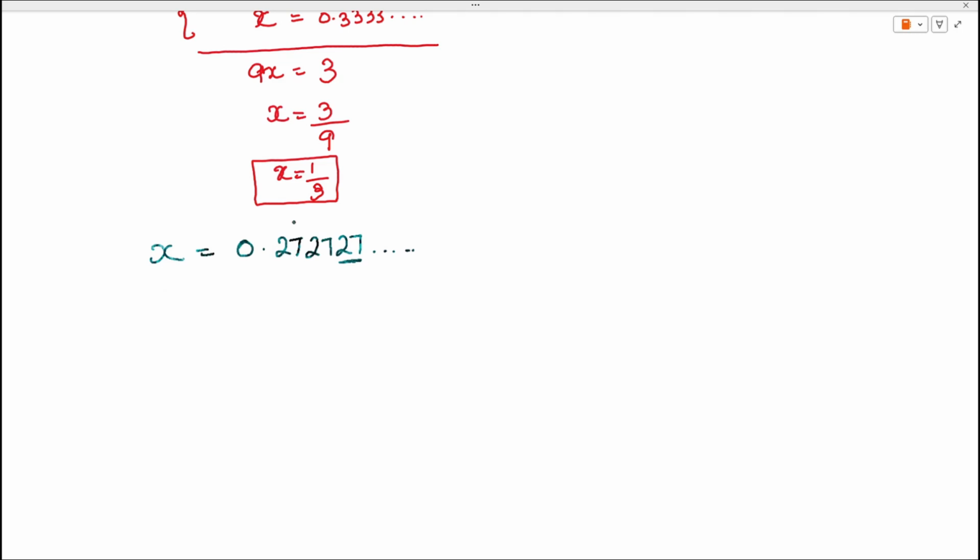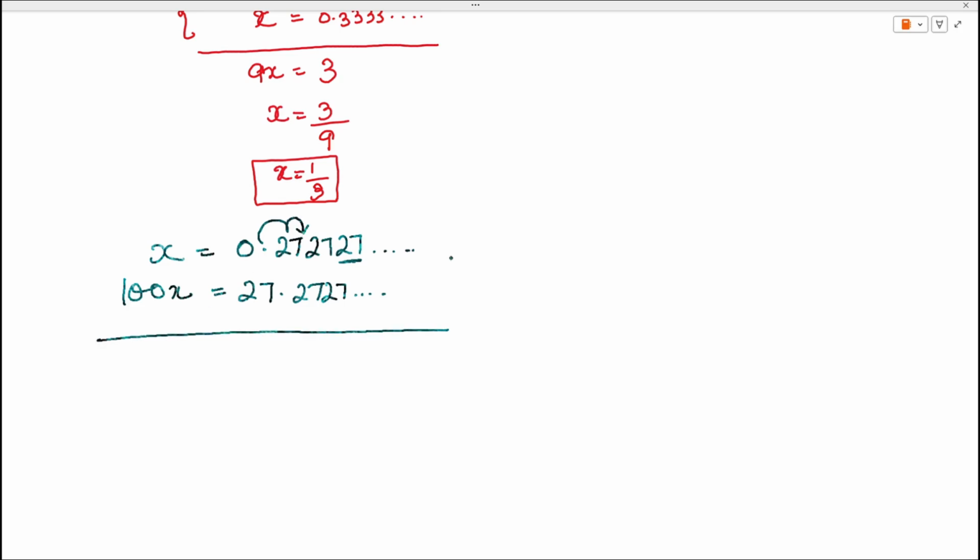Now because two digits are getting repeated, we are going to multiply both sides of the equation by 100. So when we multiply x by 100, we get 100x. And when we multiply the right side by 100, we get 27.2727, and it keeps going. Just because when we multiply a number by 100, the decimal moves two digits to the right.